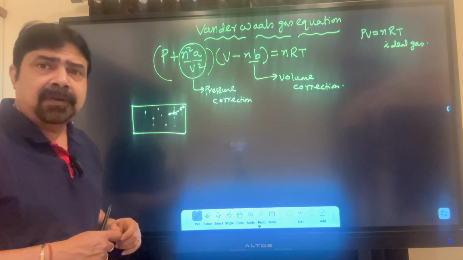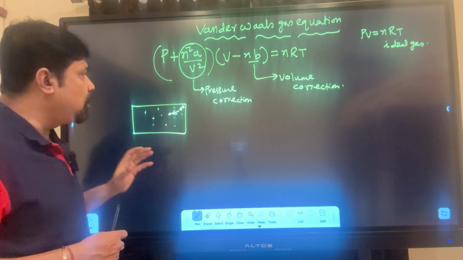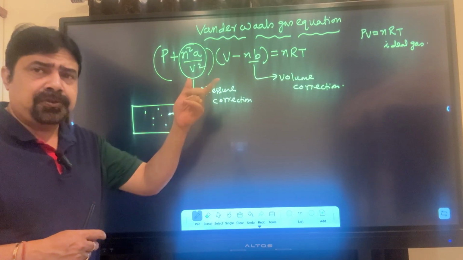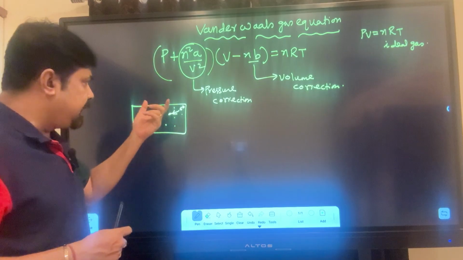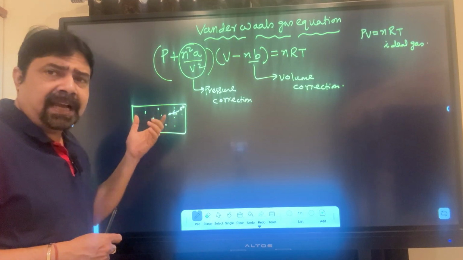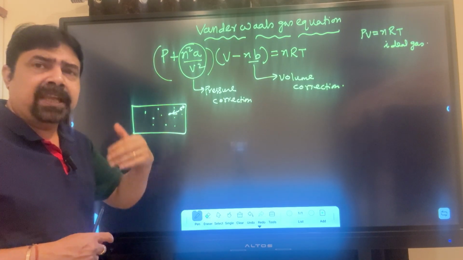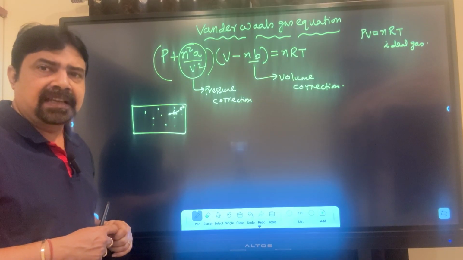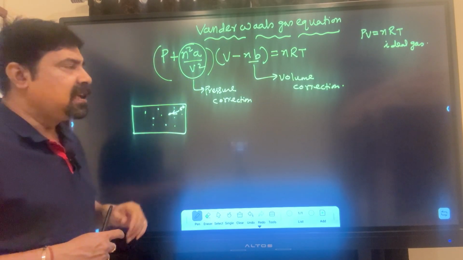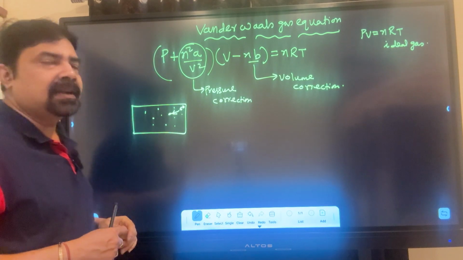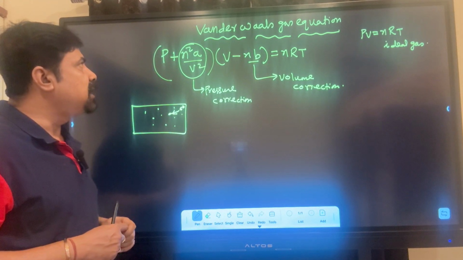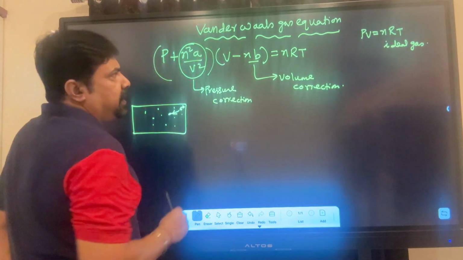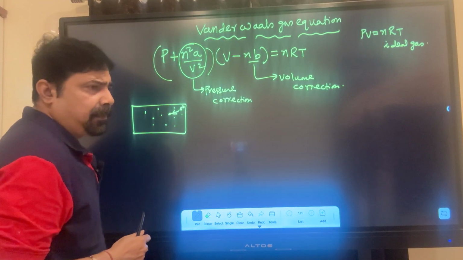What I am saying is that whenever a gas molecule is going to collide with the walls of the container, which gives rise to the pressure of the gas, other molecules immediately attract that molecule. That's why the pressure actually exerted is less than the ideal gas pressure. So with the pressure we need to add a certain parameter, which is n²a/V². Now regarding the volume, what is happening?